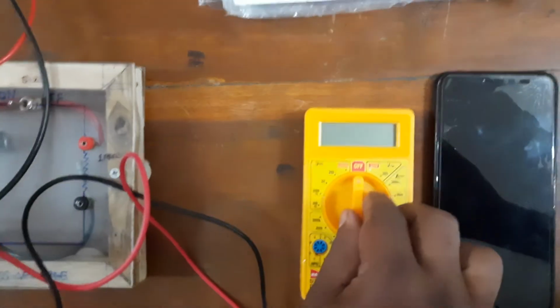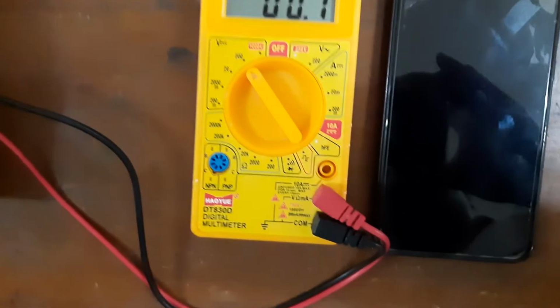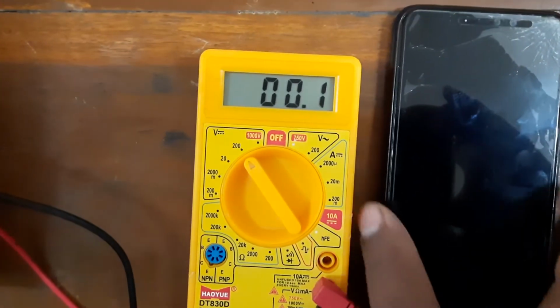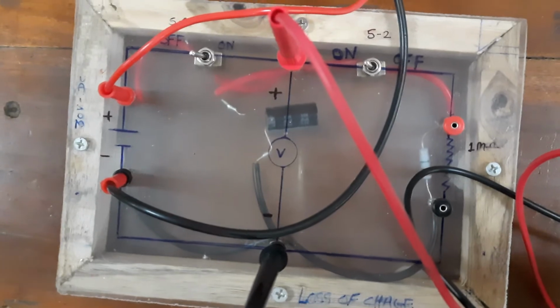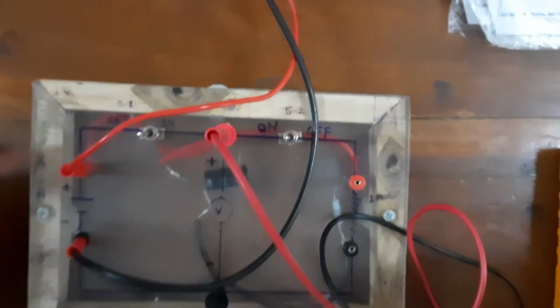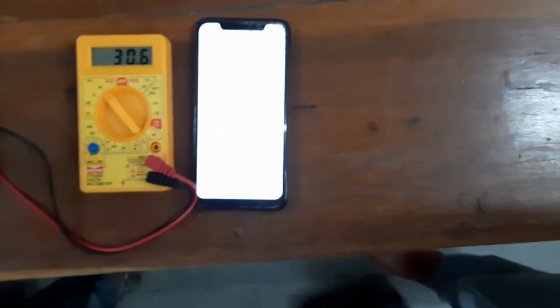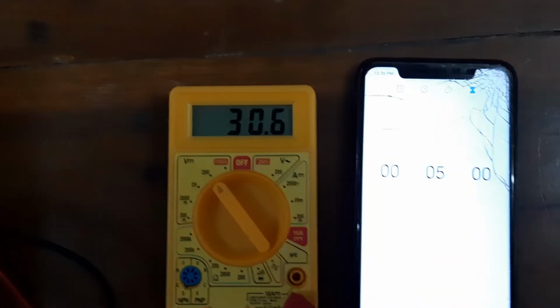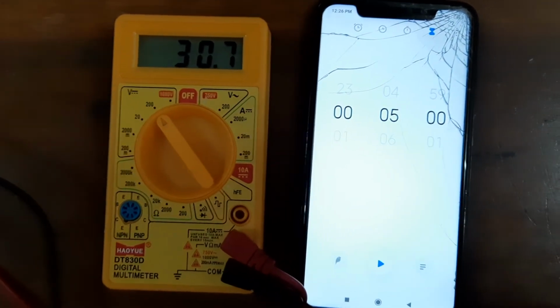We will adjust the multimeter in DC volts range. It is 200 volt DC. Now you are not finding any voltage because the capacitor is completely discharged. Now we will switch on switch S1 so that 30 volts will be supplied to the capacitor. You can find that the power supply voltage, that is 30 volts, is appearing across the capacitor.